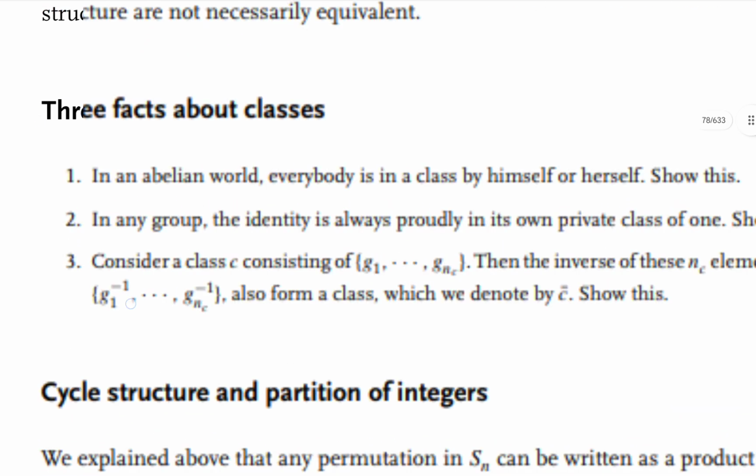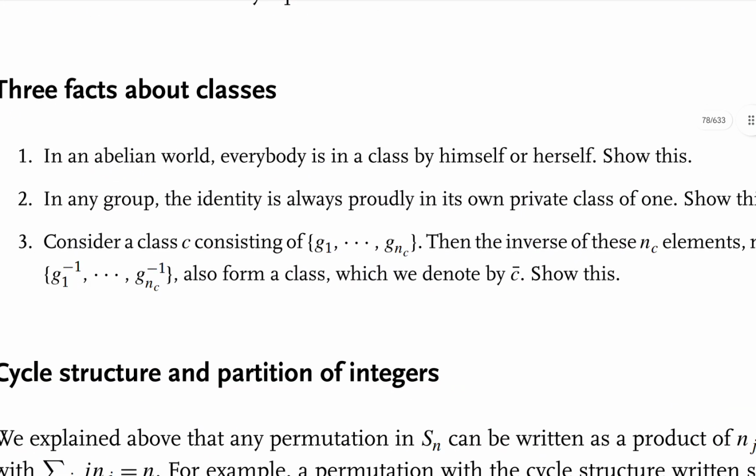In an abelian world, everybody is a class by himself or herself. In any group, the identity is always proudly its own private class.